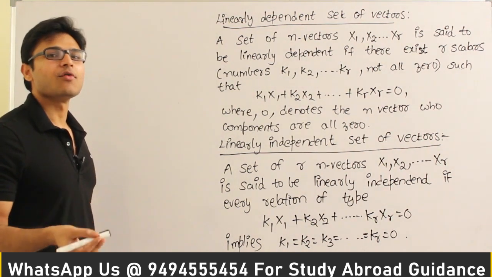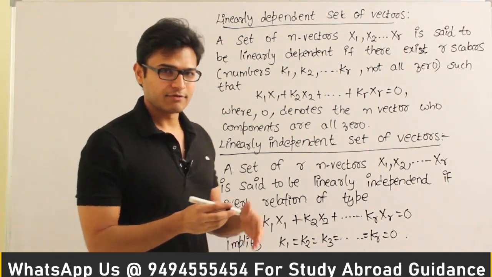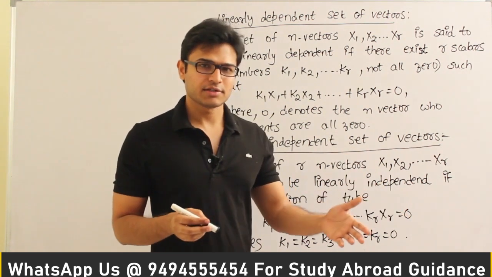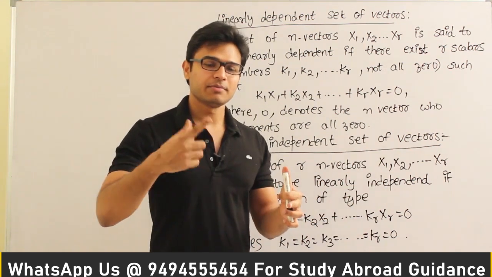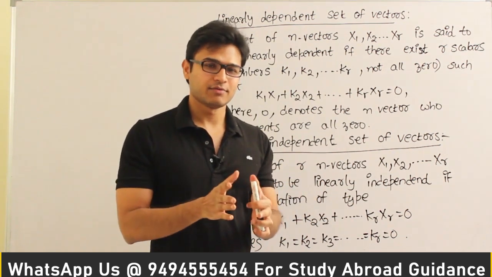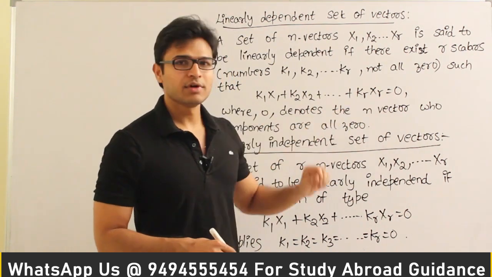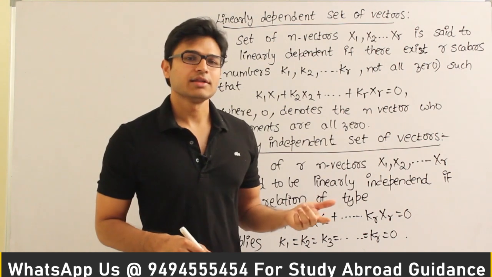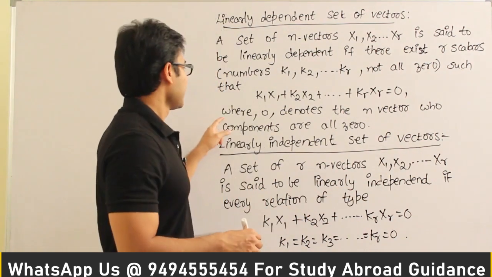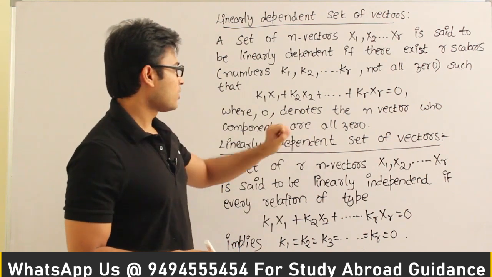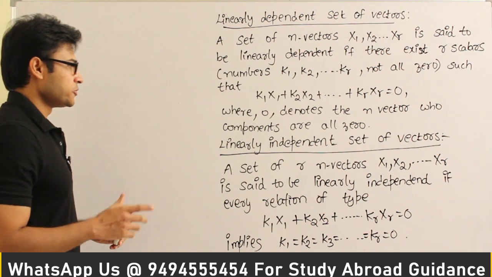Simply put, what I mean to say is, if you have vectors of size n, and if I can put them all together by multiplying them with some constants and adding them together, and the result happens to be 0, then I can say that all these vectors are linearly dependent. I'll take examples, don't worry.